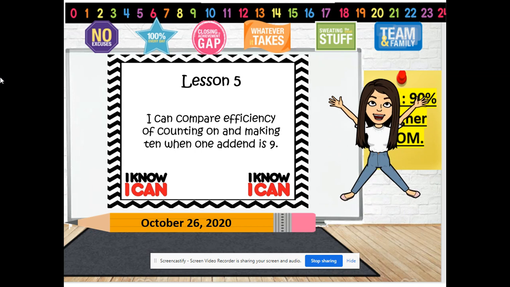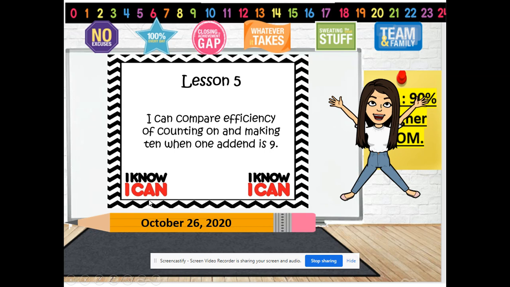It's Eureka time. Today we are going to do lesson 5, and our objective for today is I can compare the efficiency of counting on and making 10 when one addend is 9. This just means that we're going to see which way is more efficient to solve a problem, which strategy is more efficient to solve a problem. We can use counting on or making 10, and then we'll decide which one's faster and which one's easier.